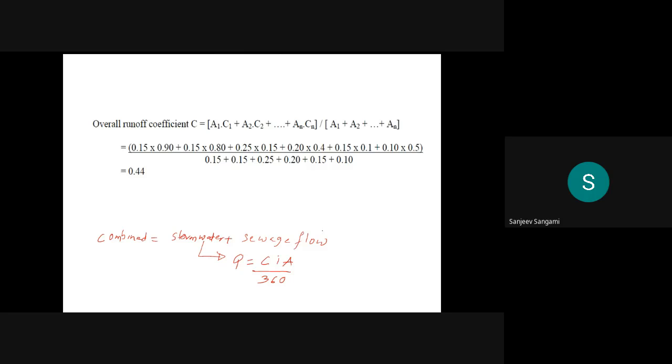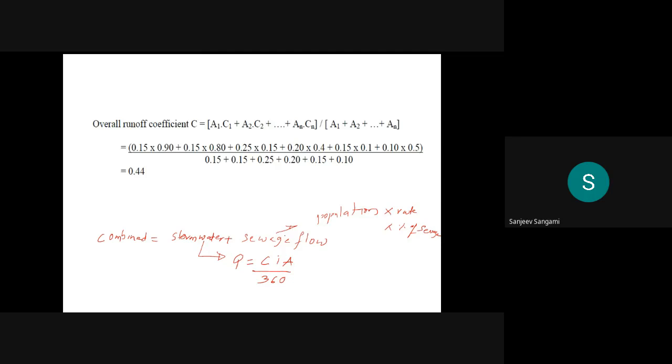Then sewage flow can be calculated by multiplying the population and the rate of demand, followed by the percentage of sewage that is going to come out. This can be calculated as population into rate into how much percentage of sewage is going to come out.